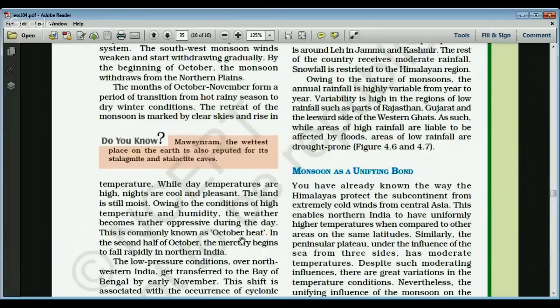So rainfall is very high on the windward side, but very low on the leeward side, because all the moisture is poured in the form of rainfall on the windward side. So whenever these winds cross the Western Ghats and move to the leeward side, the moisture content will be very less, and that is why they bring very little rainfall on the leeward side.